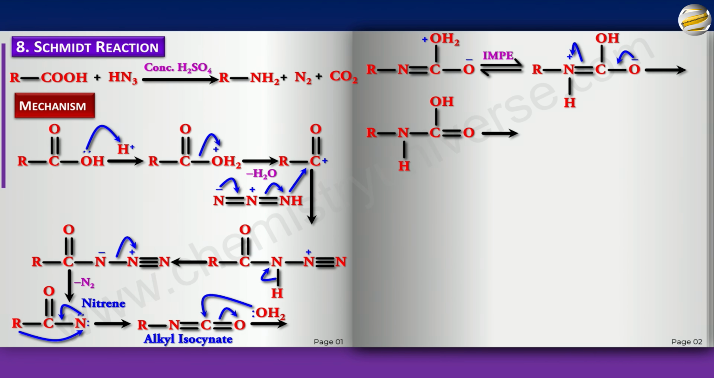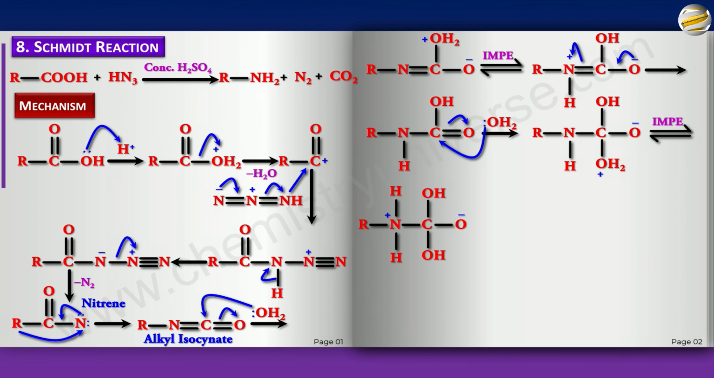Repeat the process again. Attacked by water, the pi bond shifts to O, and you get this. Again, an intramolecular proton exchange. The proton goes to nitrogen, the minus comes back, and the RNH2 leaves. So you get RNH2 and carbonic acid. And this carbonic acid eventually gives you CO2 and water. So this is the Schmidt reaction.